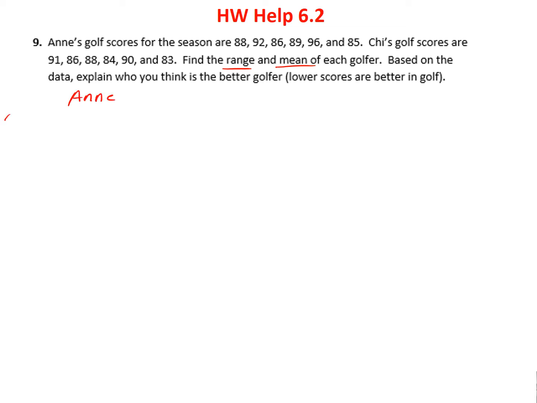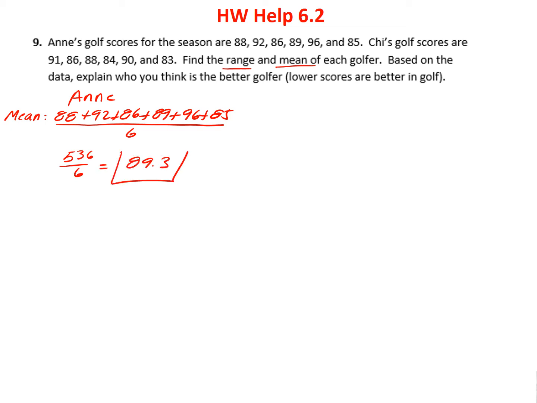First of all, her average score, her mean, we're going to find by adding all these up and dividing by the number. So 88 plus 92 plus 86 plus 89 plus 96 plus 85, and then there were 6 scores, divided by 6. So we add that all up, and that's 536 divided by 6, which ends up equaling 89.3. So her average score for those 6 games was an 89.3.